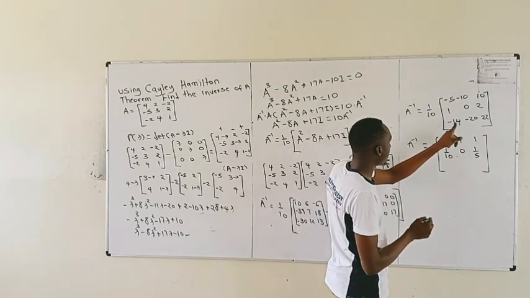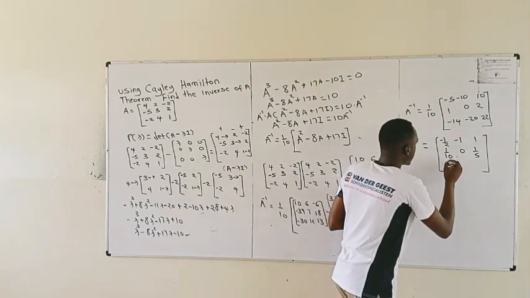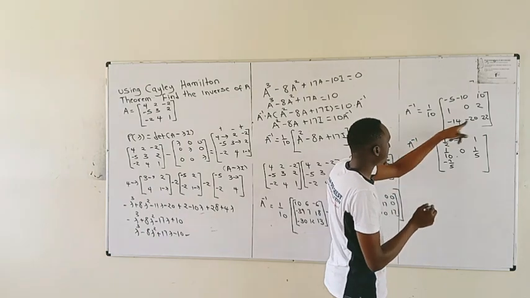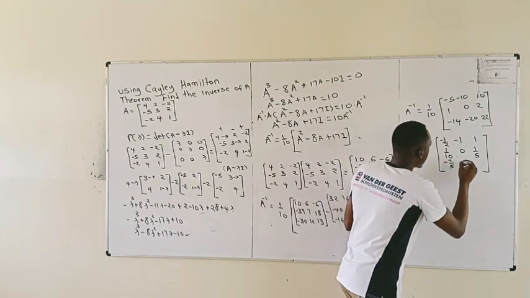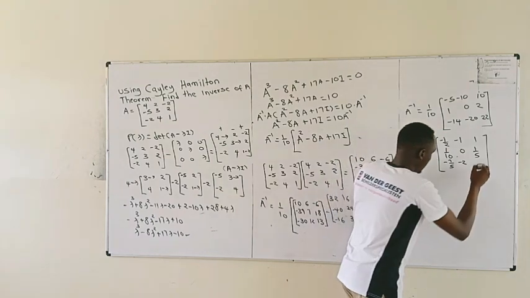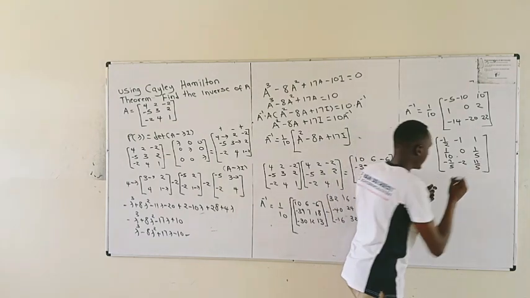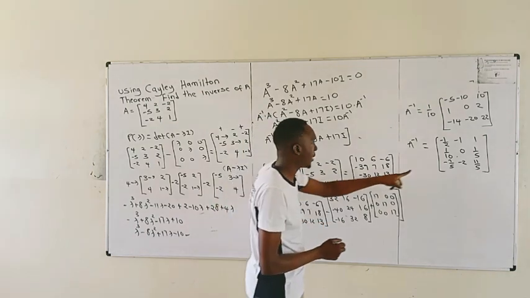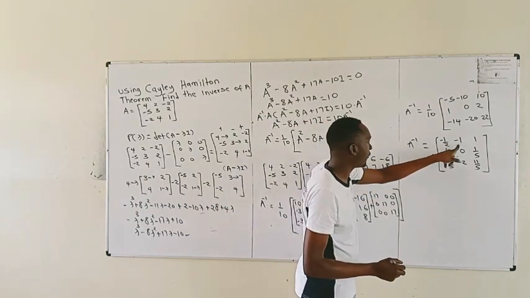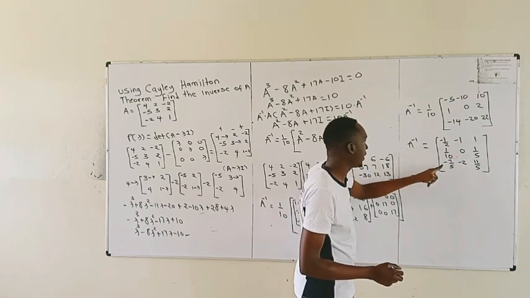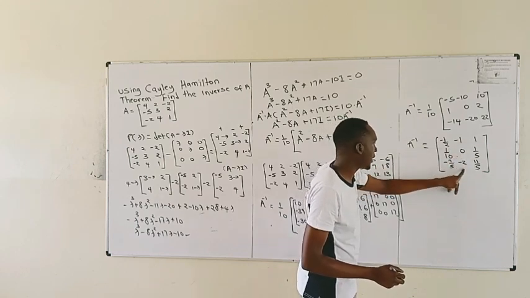1 over 10 times minus 14 is minus 7 over 5. 1 over 10 times minus 20 is minus 2. And 1 over 10 times 22 is 11 over 5. So our A inverse using the Cayley-Hamilton theorem is now negative half, negative 1, 1, 1 over 10, 0, 1 over 5, negative 7 over 5, minus 2, 11 over 5.